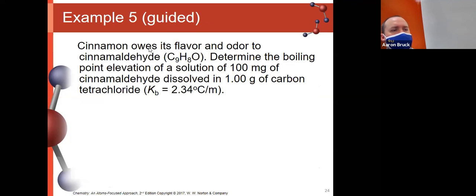Let's do an example here. Cinnamon owes its flavor and odor to a compound known as cinnamaldehyde. Formula for cinnamaldehyde is C9H8O. What is the boiling point elevation for a solution of 100 milligrams of cinnamaldehyde dissolved in 1 gram of carbon tetrachloride?